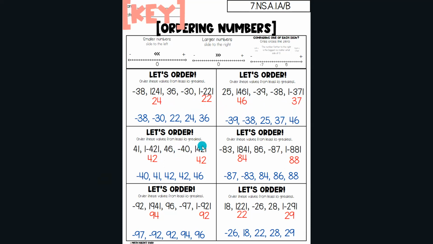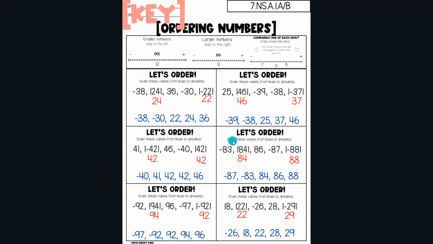You're going to notice that all of these are ordering least to greatest, so we're going to use those same rules. Write your absolute values. For this one, we have negative 42 and 42. They both share the same absolute value, so you're going to be writing that twice in your answer. So our values are negative 40, 41, 42, 42, 46.